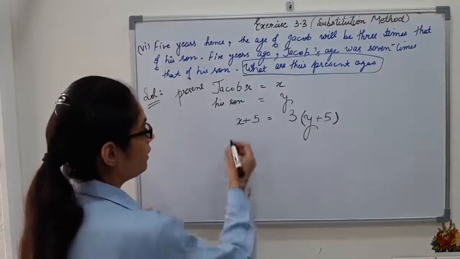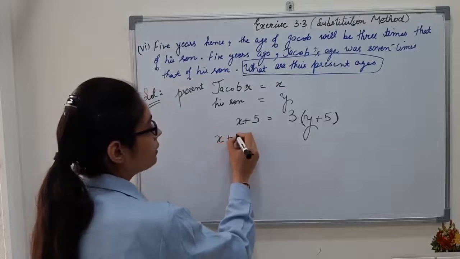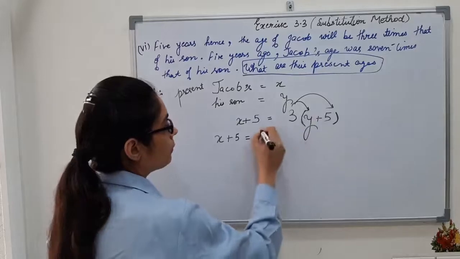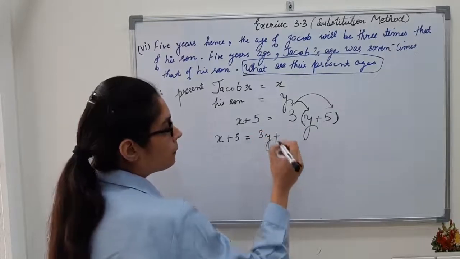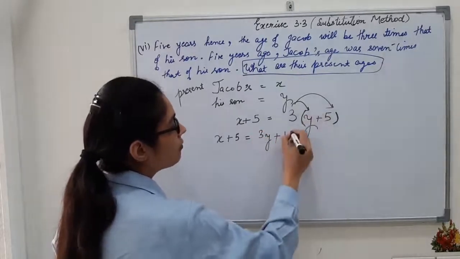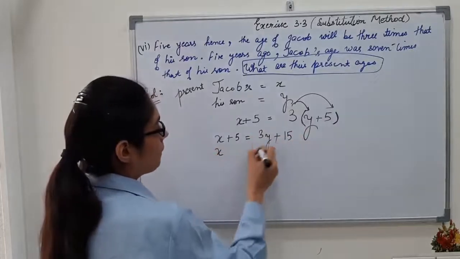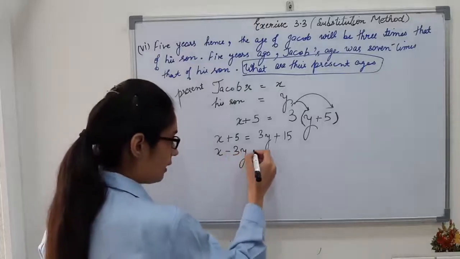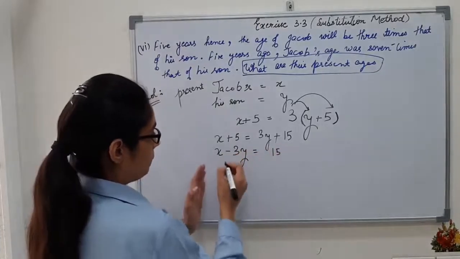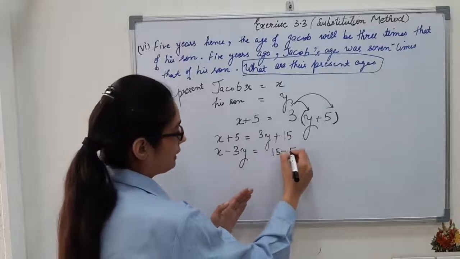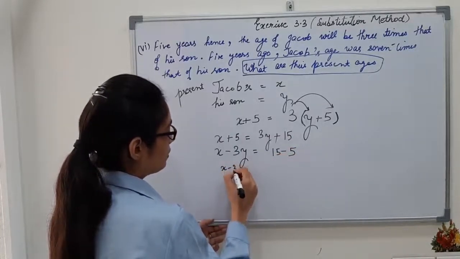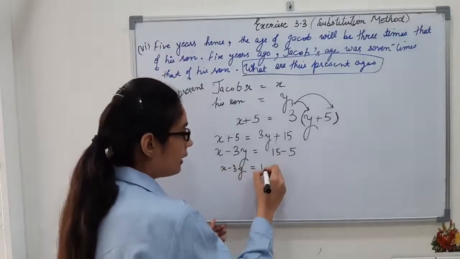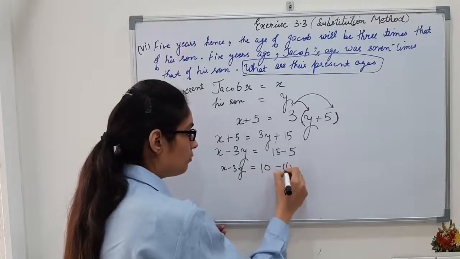I can simplify it. x plus 5 is equal to this thing. I have to multiply with both the numbers: 3 into y, 3y, plus 3 into 5 is 15. x, 3y I shift to this side. x minus 3y is equal to 15. Plus y I'll shift to the other side, it will become minus 5. So x minus 3y is equal to 15 minus 5, which is 10. So this is my first equation.